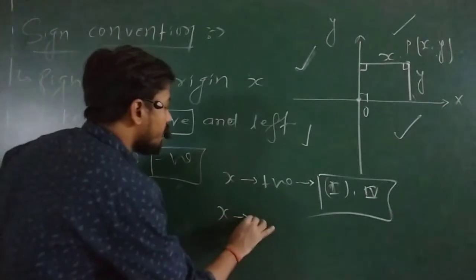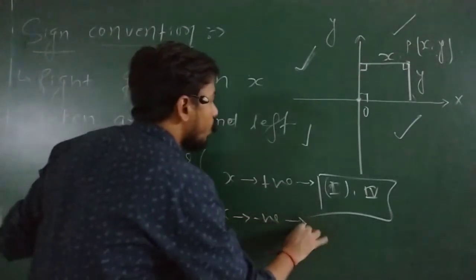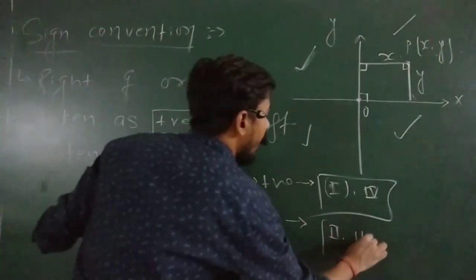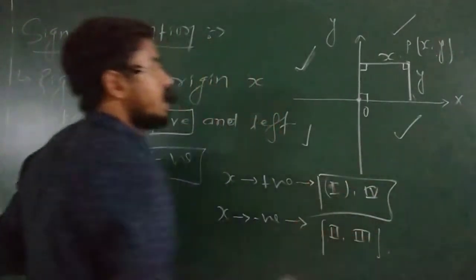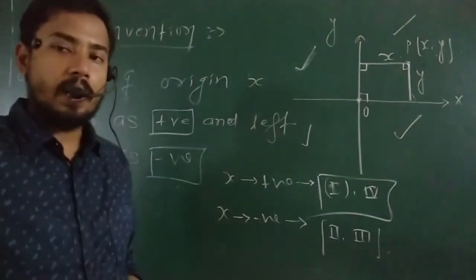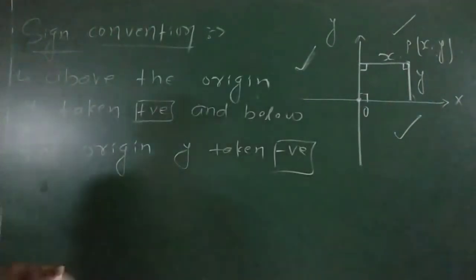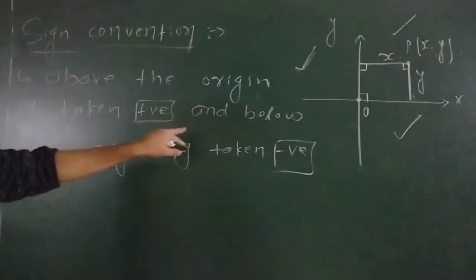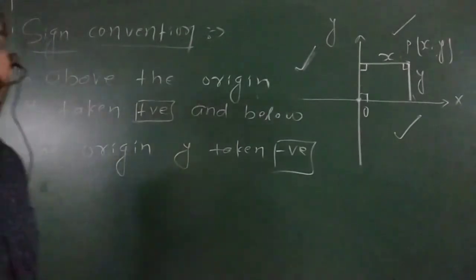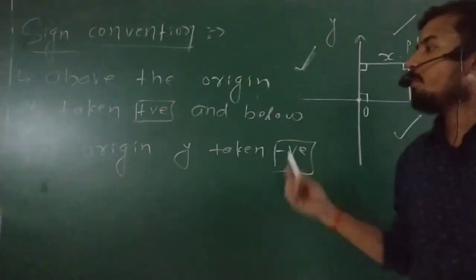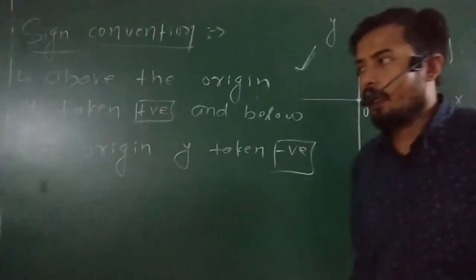Similarly, x will be negative in which quadrant? Second and third. In the second quadrant and third quadrant x will be negative. Done buddy? Similarly, we will talk about the y-axis. Now see the next point. Above the origin y is taken positive and below the origin y is taken negative.